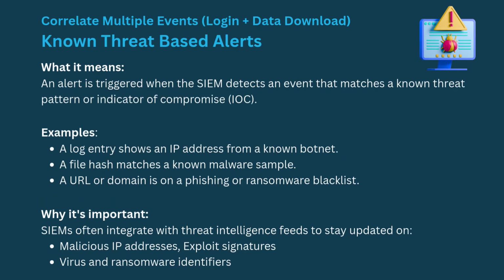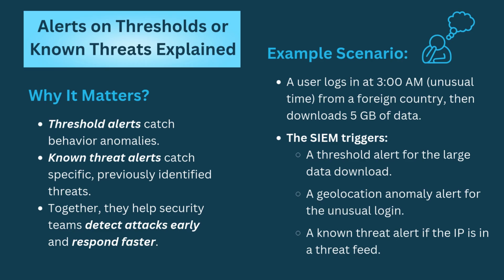Known threat alerts happen when a SIEM spots something that matches a pattern it already knows is bad, like a flagged IP address, a malware file, or a suspicious website. These alerts are possible because SIEMs stay updated with threat intelligence feeds, kind of like a constantly refreshed most wanted list of cyber threats. Threshold alerts help spot unusual behavior, while known threat alerts flag stuff we already know is dangerous. When you use both, your security team has a better chance of catching attacks early and jumping into action quickly.